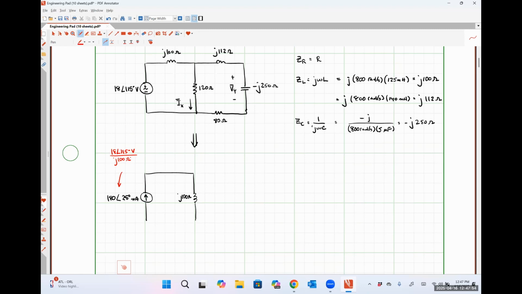Double checking my math here. Yep. Continuing to redraw my circuit.